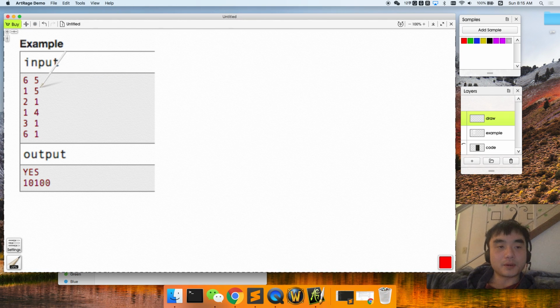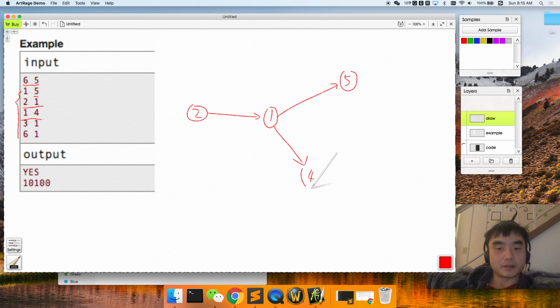In the example, it gives us a tree, right? So there are 6 nodes in the tree. And it's not necessarily a tree, it's a graph. And there are 5 edges in the graph. So node 1 pointed to node 5, right? And node 2 pointed to node 1, right? And node 1 pointed to node 4. Node 3 pointed to node 1. Node 6 pointed to node 1, right?